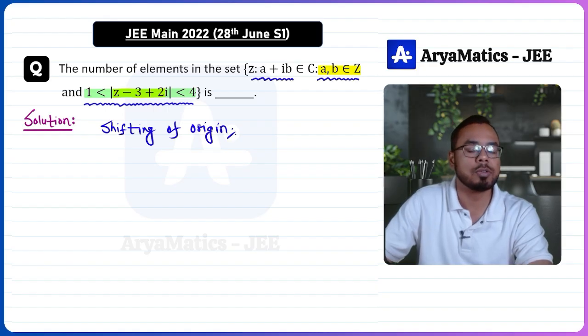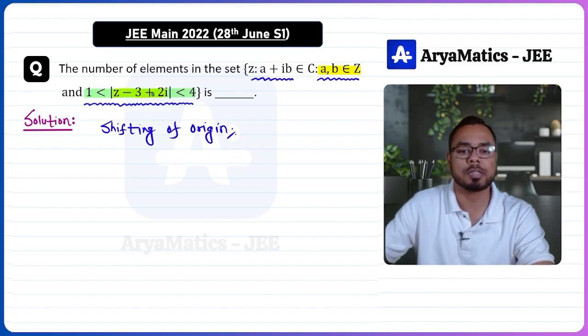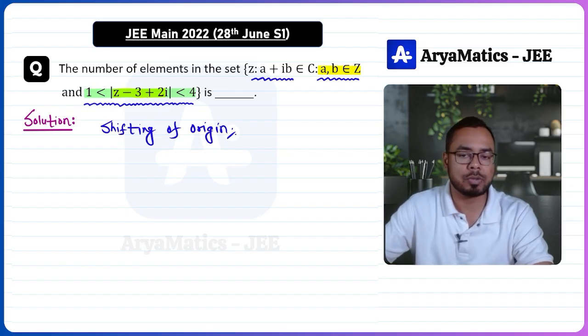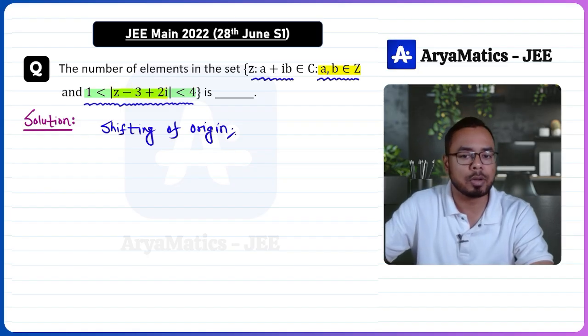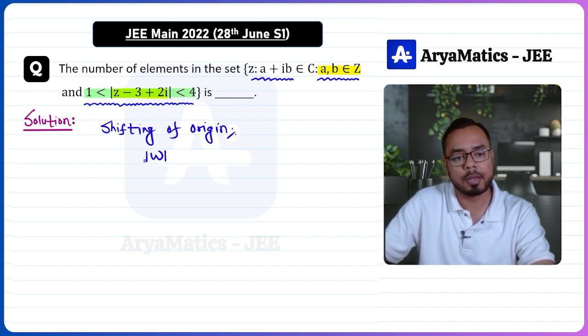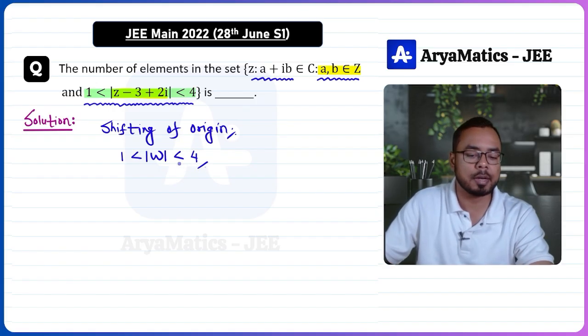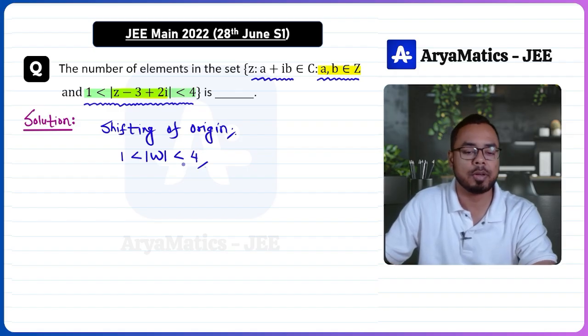Right now, for these two circles, the center is at point 3, minus 2. So instead of 3, minus 2, we'll make the center of the two circles at origin, or let us say we'll take this complex number as some other complex number omega. So then the inequality becomes mod omega greater than 1 and less than 4. And now this will represent two concentric circles with center at origin, one with radius 1, other one 4 unit.